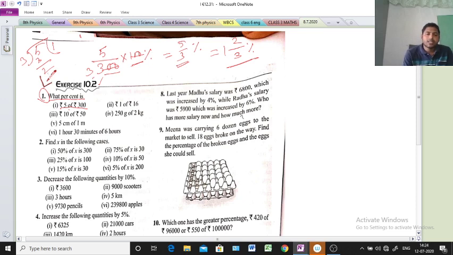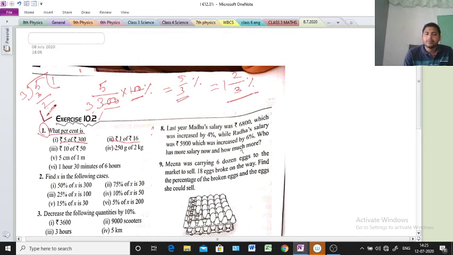Okay, next question. See, same process. Question number 2: rupees 1 of rupees 16. How to do this one? See, same process. Rupees 1, at first we will write what? Rupees 1 by rupees 16 in the denominator. Clear or not? Clear? Into 100.